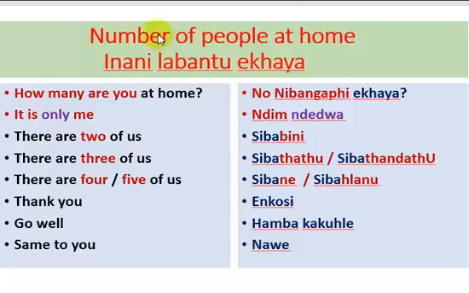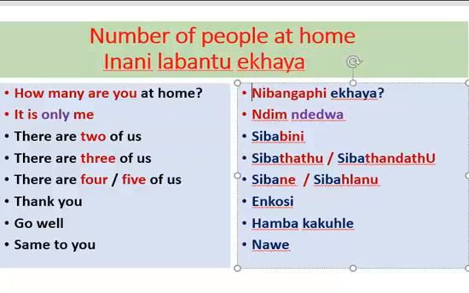Having established who you share your home with, let's see how many people there are. Inani, the number, labantu, of people, ekhaya. So here is a question. How many are there of you at home? Ni, remember, meaning referring to all of you. Ni bangapi, how many are there of you? How many abantu? That's where the ba comes from. Ni bangapi ekhaya. It is only me. Ndim, it is me. Ndedwa, alone.